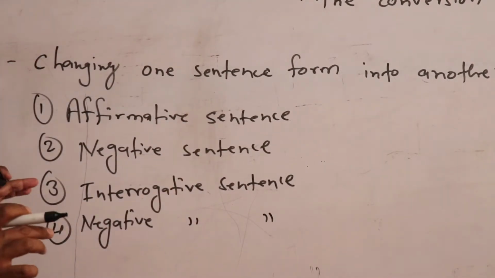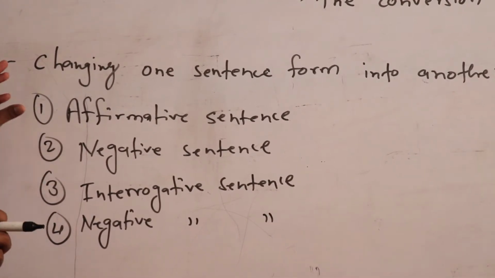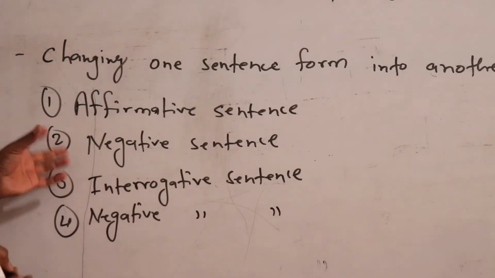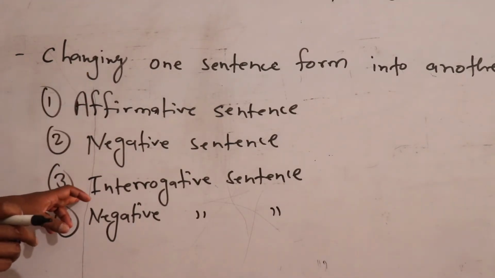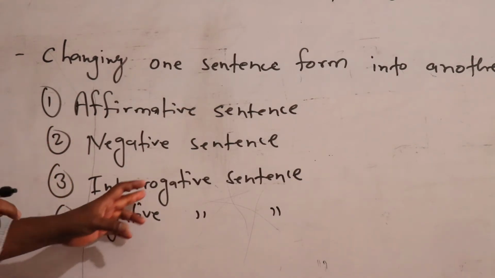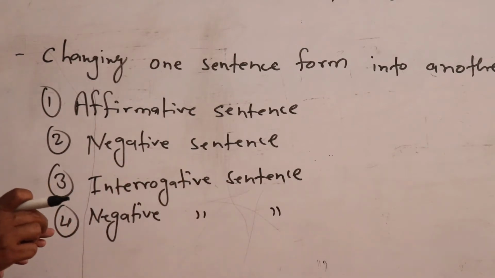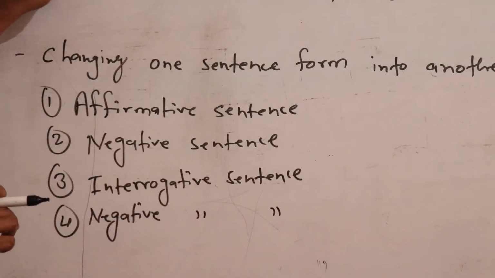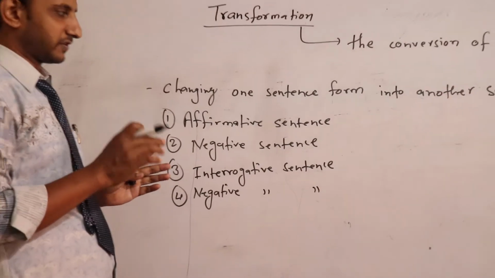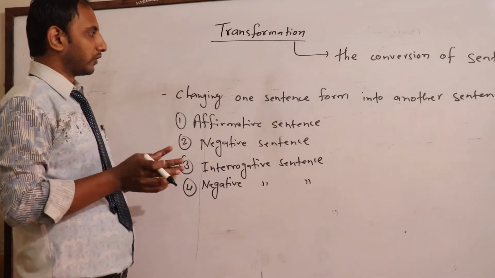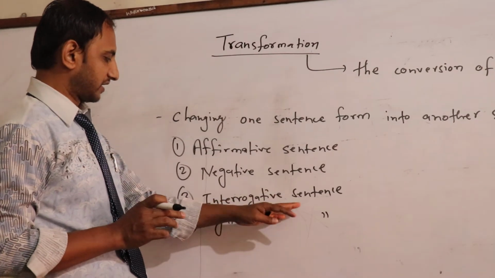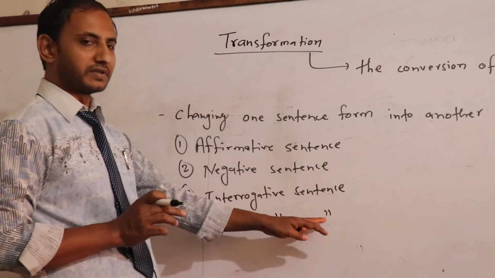Okay, so we will deal here with how to change affirmative sentence into negative sentence. Again, how to change affirmative sentence into interrogative sentence. Again, we will deal with how we can form negative interrogative sentence. There are also other kinds of transformation, just like active into passive, direct speech into indirect speech. But here we will only talk about affirmative, negative, interrogative, and negative interrogative sentences.